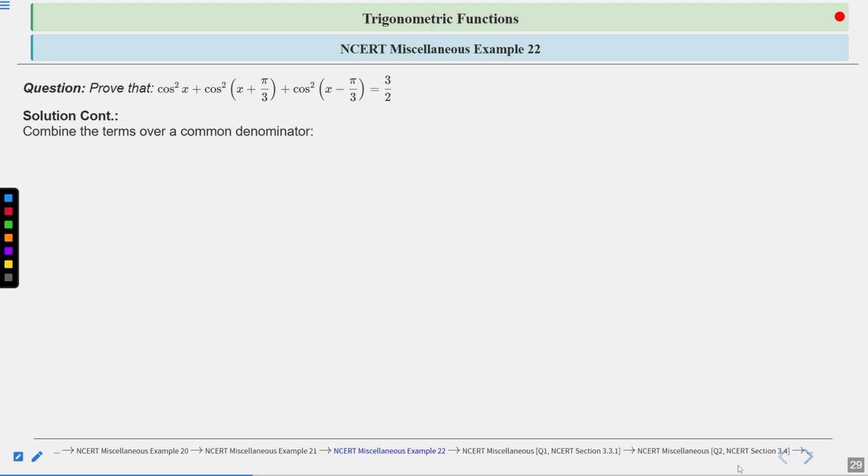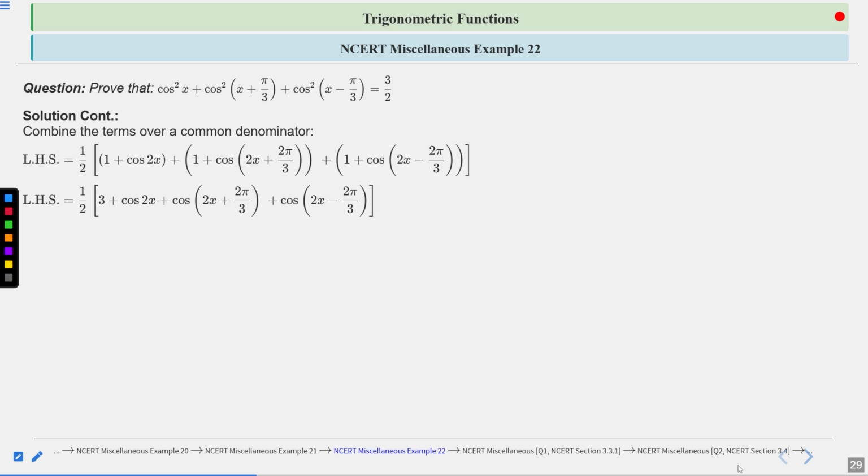Now combine the terms over a common denominator, we will get LHS is basically equal to 1 by 2 times [1 plus cos 2x plus 1 plus cos (2x plus 2 pi by 3) plus 1 plus cos (2x minus 2 pi by 3)], okay? Hence LHS will be equal to 1 by 2 times [3 plus cos 2x plus cos (2x plus 2 pi by 3) plus cos (2x minus 2 pi by 3)], okay? Right.